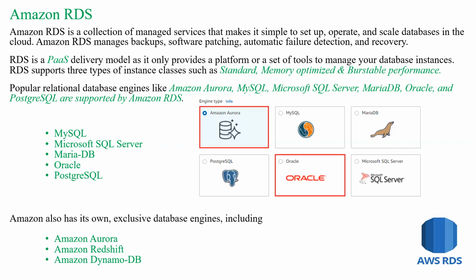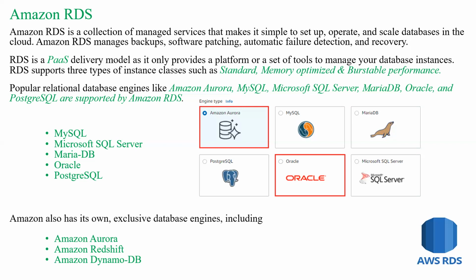database instances. RDS supports three types of instance classes, such as general purpose or standard, memory optimized, and burstable performance. Just like the EC2 family types, Amazon RDS provides a selection of instance types optimized to fit different relational database use cases. These instance types comprise a varying combination of CPUs, memory, storage, hard disk, and networking capacity that gives the flexibility to choose the appropriate mix of resources for your database.